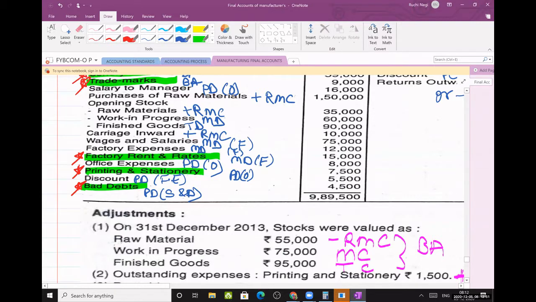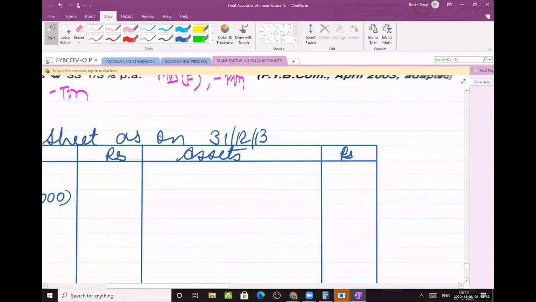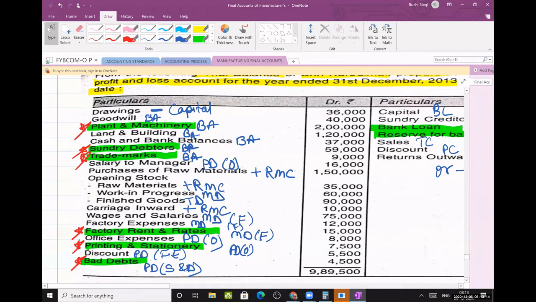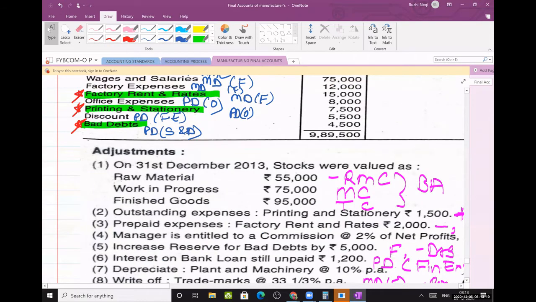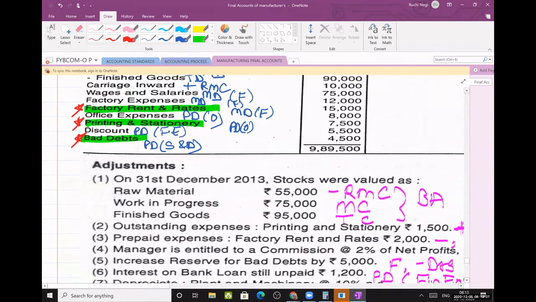Next, goodwill, balance sheet asset side, 40,000. Goodwill 40,000. Next, plant and machinery 2 lakhs, and there is an adjustment over there. Depreciate plant and machinery at 10% per annum. Okay, that we will see.